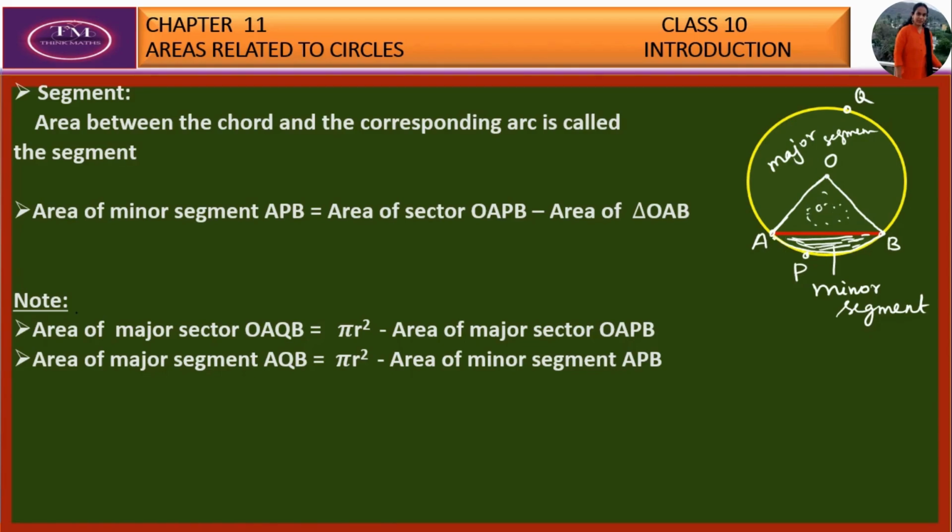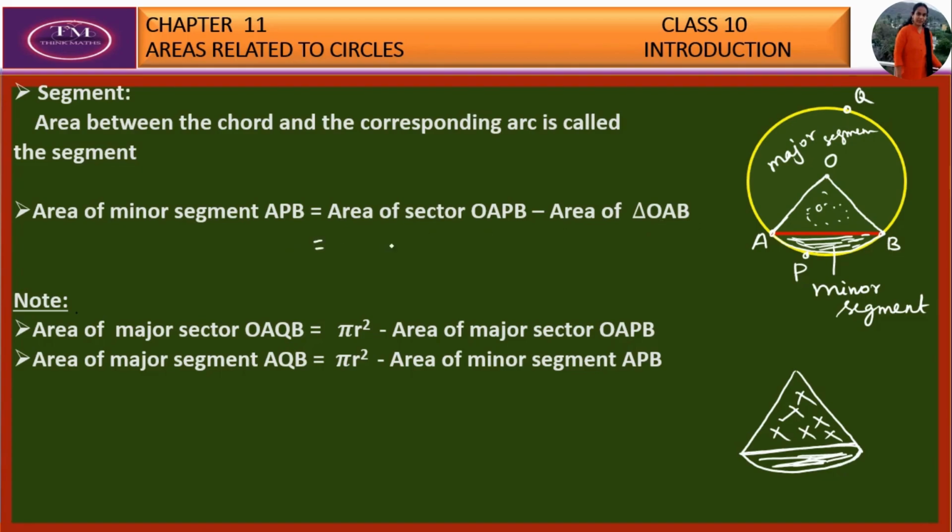So the area of minor segment APB is nothing but the area of the sector minus the area of the triangle. From the whole sector, we take out the triangle, and then we get the area of this segment. So the area of minor segment APB is equal to the area of sector OAPB minus the area of triangle OAB.